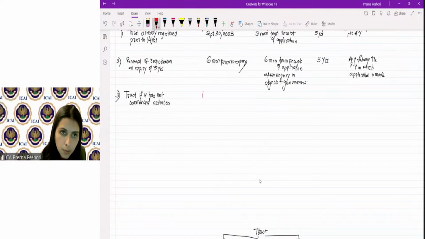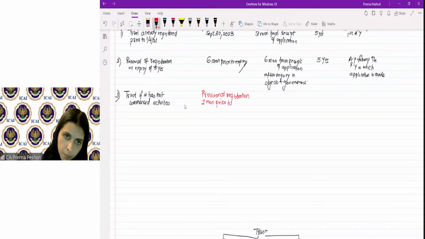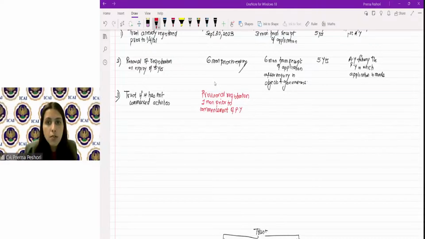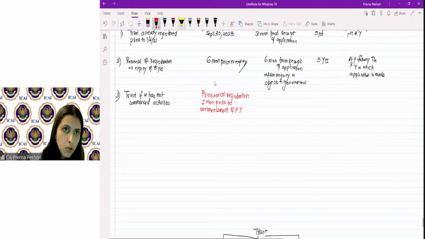So here it will be provisional registration and the application has to be made 1 month prior to the commencement of the previous year for which the approval is sought. And within how many months will the PCIT give the approval? Within 1 month from the end of the month in which the application is received.